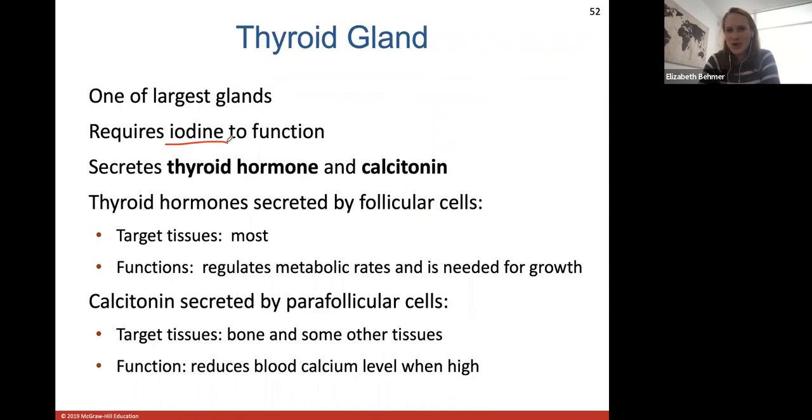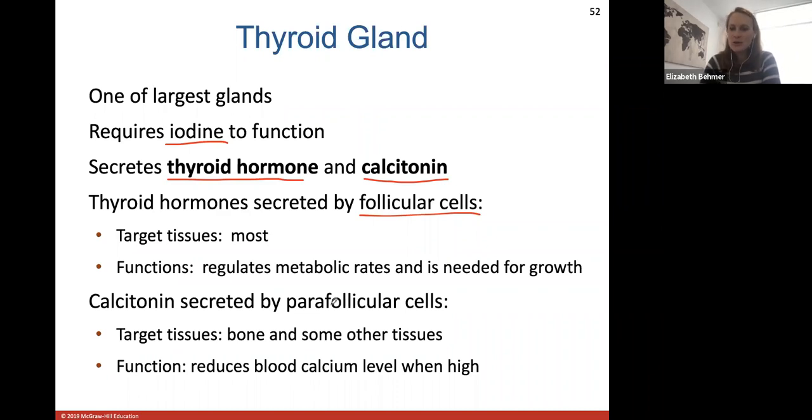And if you don't, it's okay because we get iodine from other aspects of our diet now. But it requires iodine to function and it secretes your thyroid hormones as well as the hormone called calcitonin. Thyroid hormones are secreted by follicular cells to target most of your tissues to help regulate metabolic rates, so turning food into energy, and then also regulating growth of normal body systems.